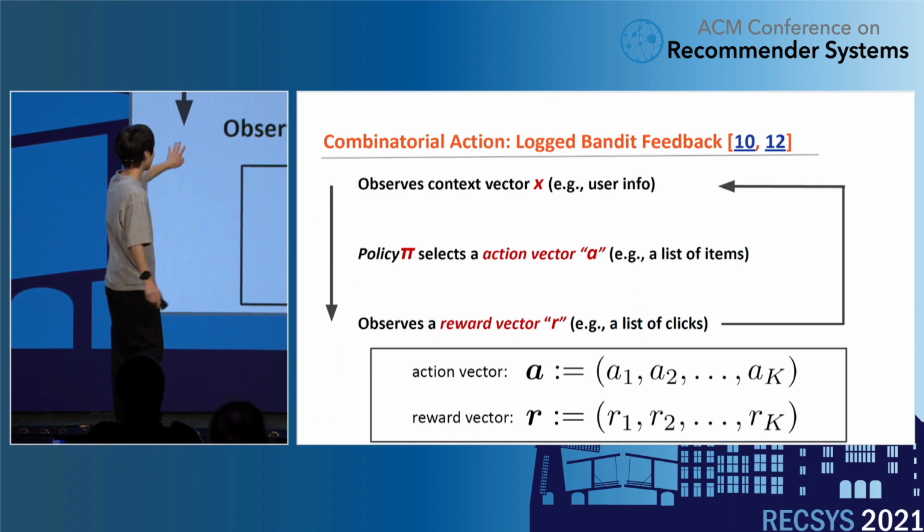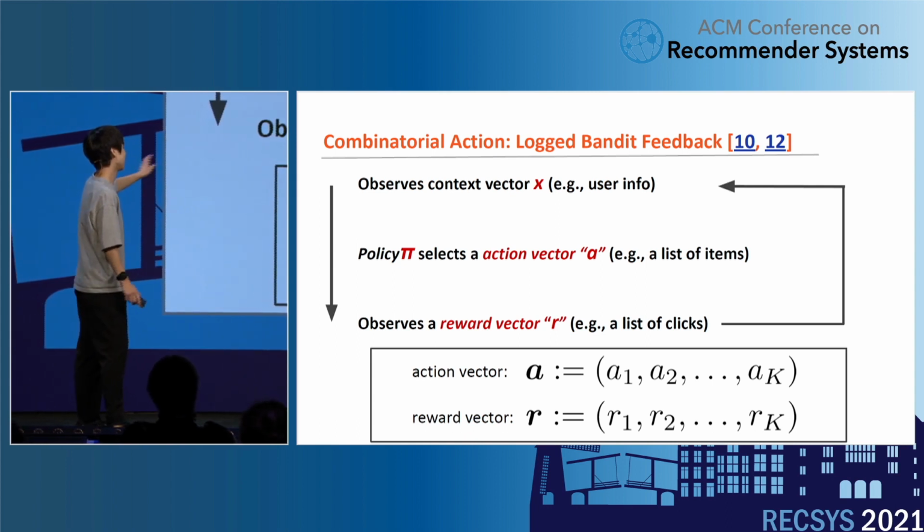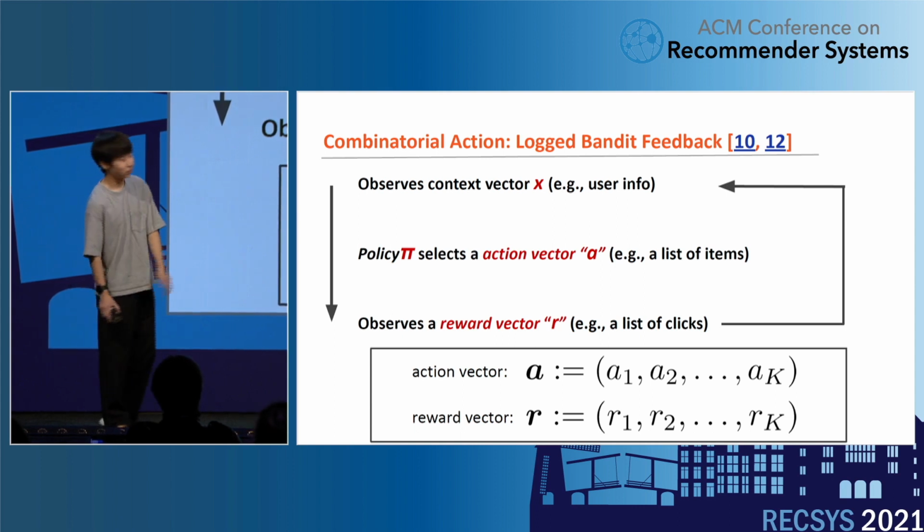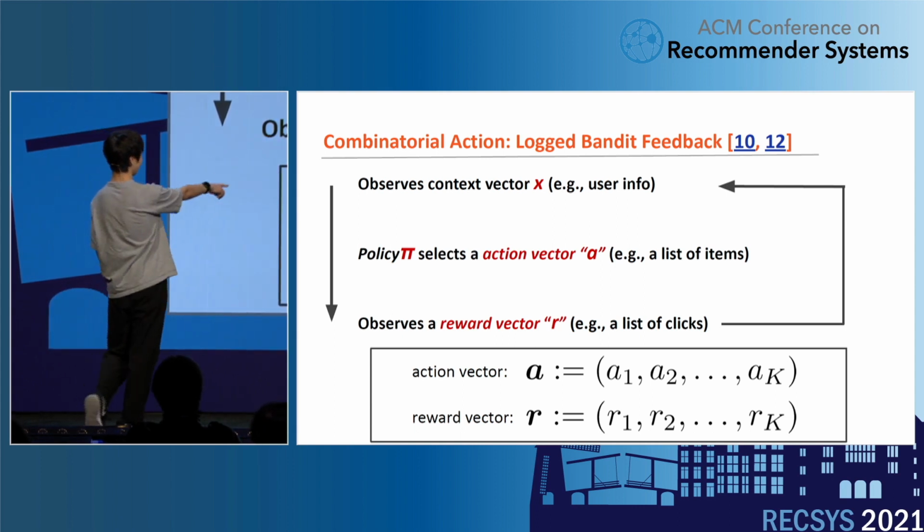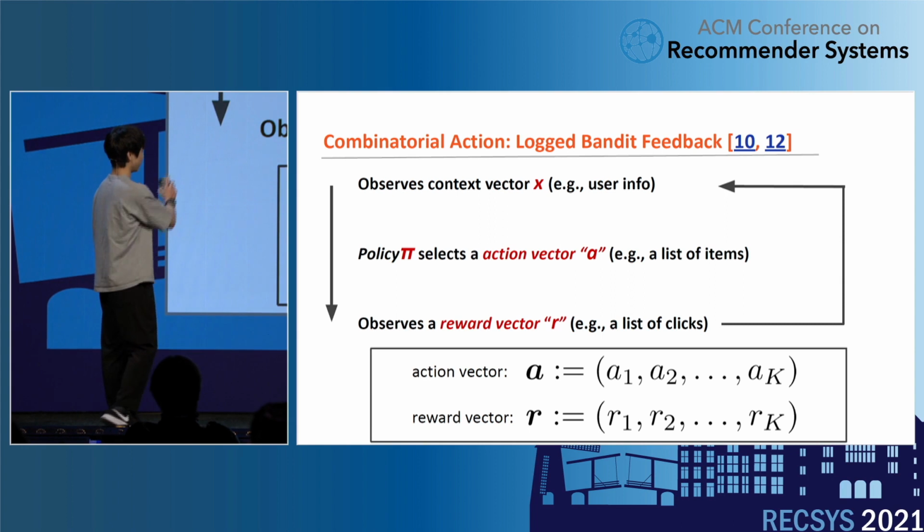And finally, we observe a reward vector R. This is a list of click observations. So it contains R1, R2 to R capital K, the same as the action vector, right? So that's the only difference.